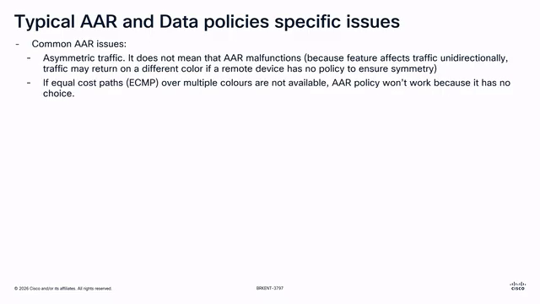Equal cost multipaths are always necessary. Otherwise, application-aware routing policy simply has no choice from the paths. It will always follow unicast routing.